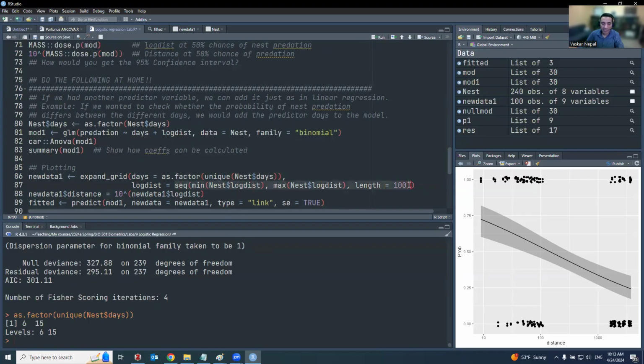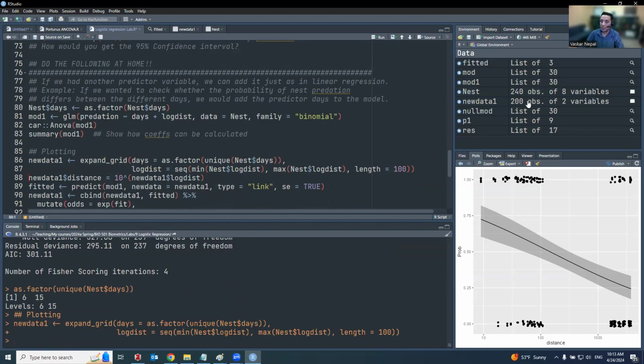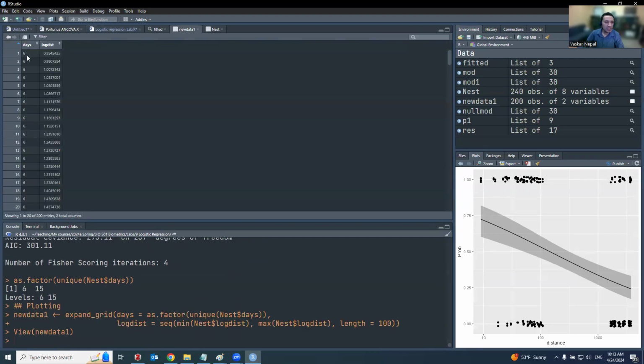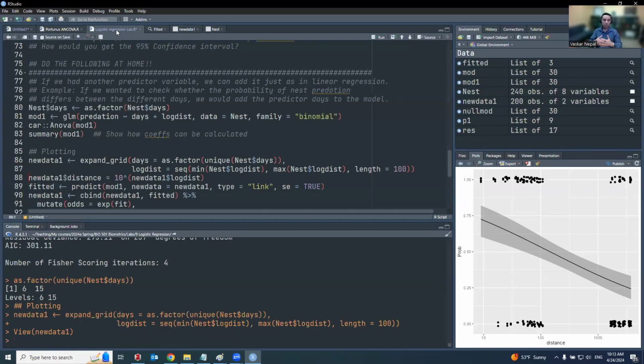This is exactly the same as before. So you have two columns, right? Two vectors, if you will. And then we use expand underscore grid. I think it is probably easiest just to show you what those data look like. So for 6 days, it will create those 100 values. And then it is again repeated for 15 days. Each combination is shown. That's what expand underscore grid does. It provides combinations for each of those vectors. So we have 200 rows now instead of 100 rows.